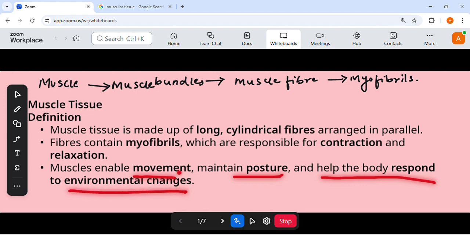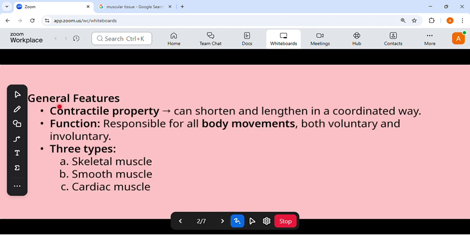Because see, if we touch a hot pan, we will move our hand back. So what it is doing, it's helping the body to respond to environmental changes. Okay, let's see the general features of muscles.